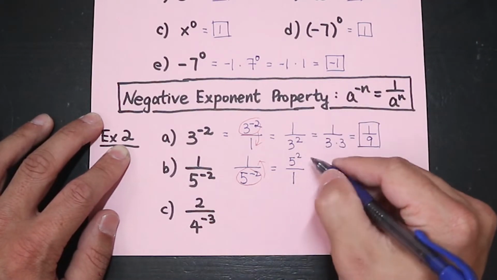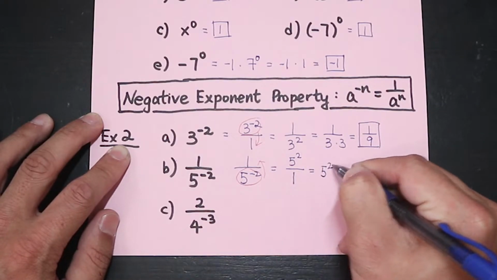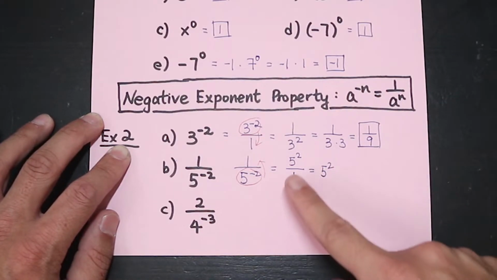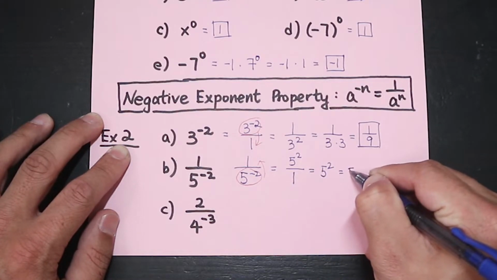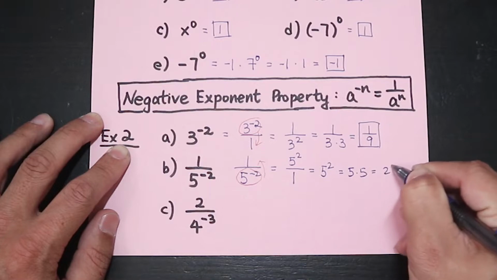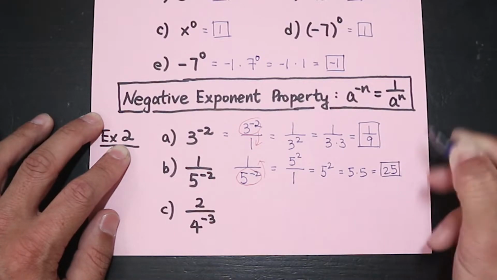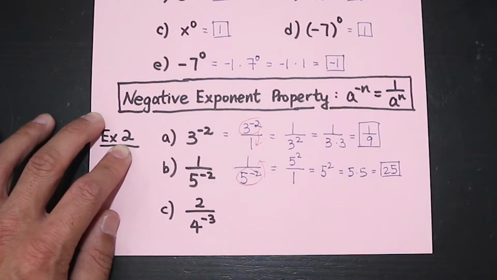Now, 5 squared over 1 is just the same as 5 squared, because you could just not write the fraction when there is a 1 on the denominator. And then 5 squared is just the same as 5 times 5, which is 25. So 1 over 5 to the negative second equals 25.